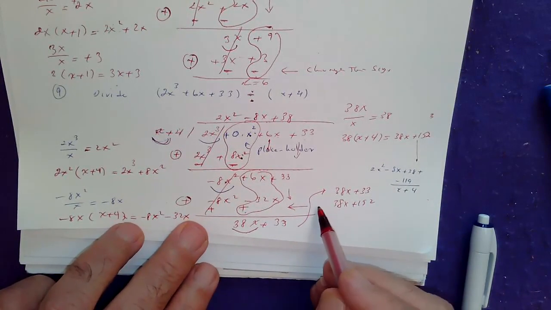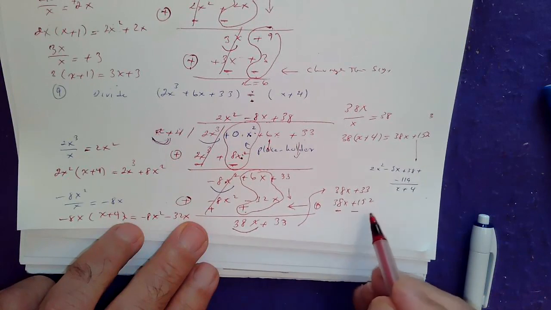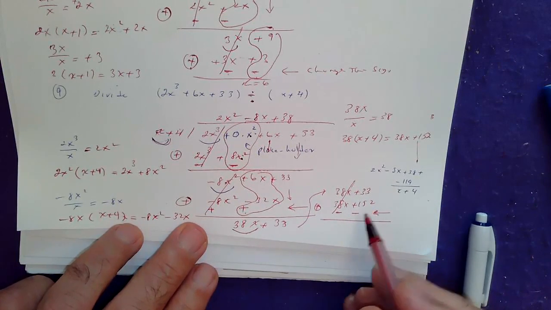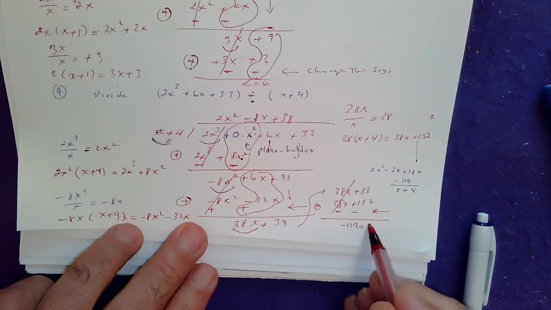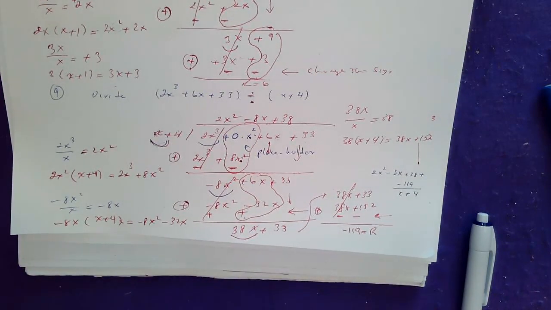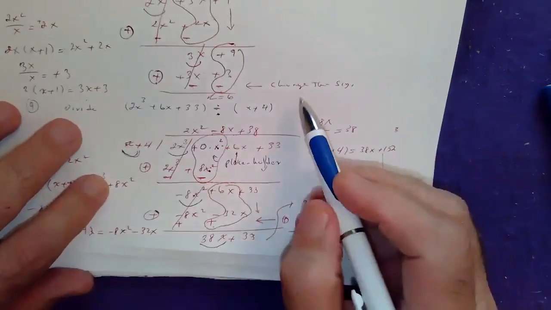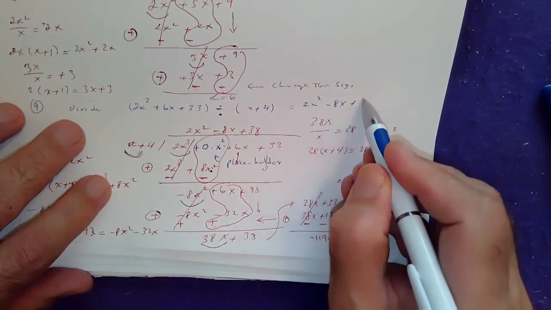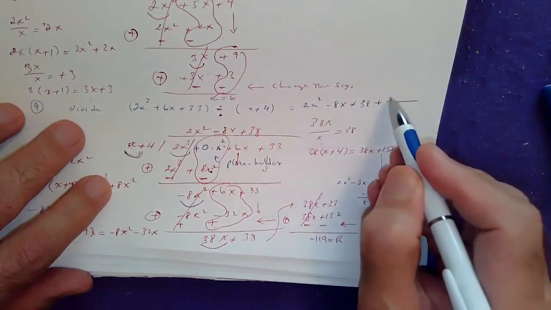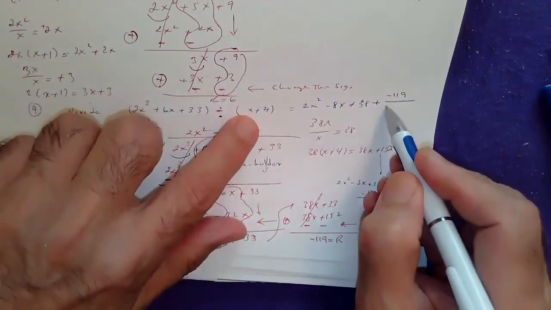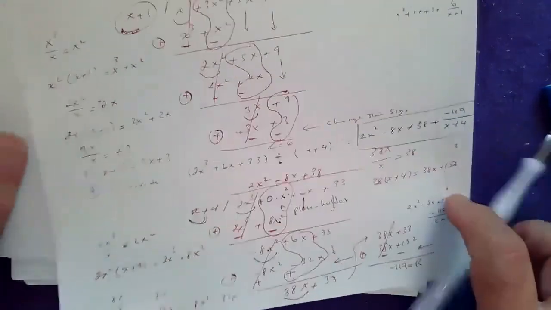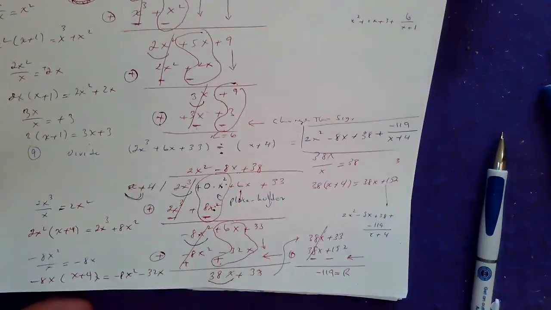Now I'm supposed to subtract, but I'm going to add, remembering to change the signs. These guys always, rain or shine, cancel. And this comes out to negative 119, the remainder. So therefore, I can write the answer as 2x squared minus 8x plus 38 plus negative 119 over the same divisor. Final answer. You all see it? And that, ladies and gentlemen, is how you divide polynomials. Thank you.